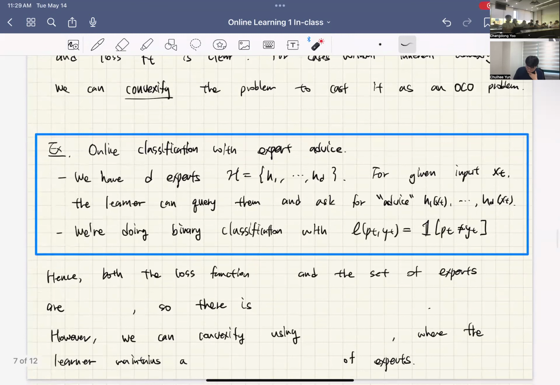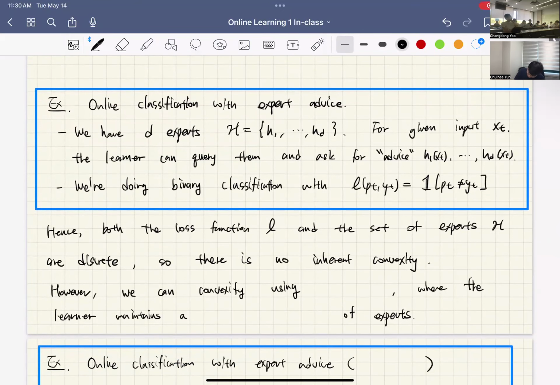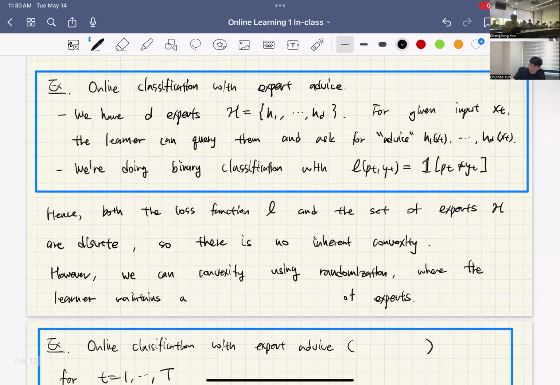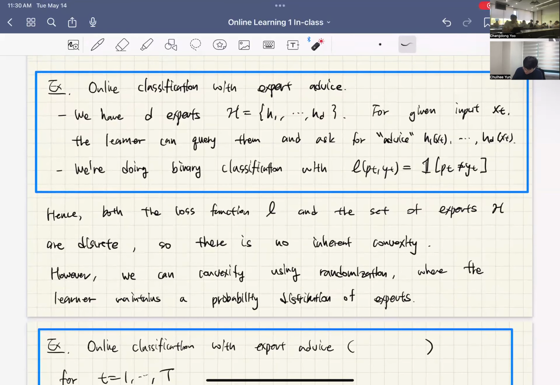Okay, so in this case, the loss function, which is a zero-one loss, and the set of experts are both discrete in nature. So naturally, there's no inherent convexity that plays a role here. Okay. However, what we can do is convexify this problem using randomization, where the learner maintains a probability distribution over experts, okay, and then makes predictions out of this probability distribution. So this is a way to randomize our online learner.